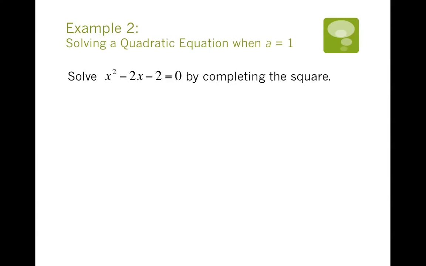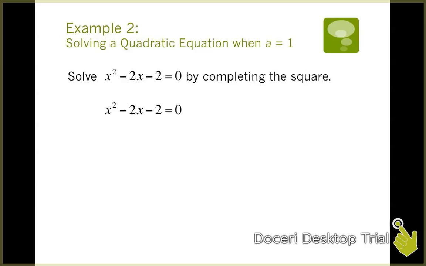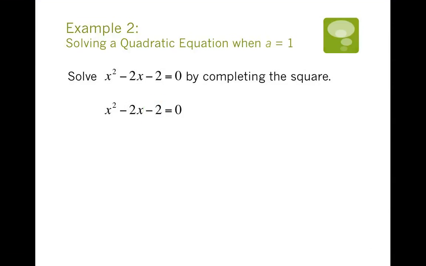All right, so let's actually use this process now as a way to help us solve an equation. So we're starting out with the equation x squared minus 2x minus 2 equals 0. Now, if you look at what's in this constant spot right here, you can pretty quickly see that that is not the number we need in order to have a perfect square trinomial. So we're going to make it work.